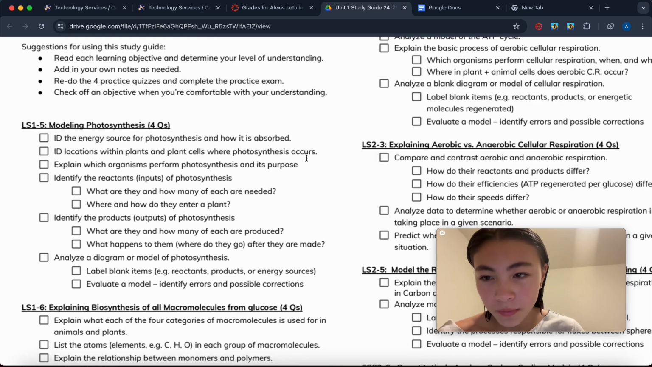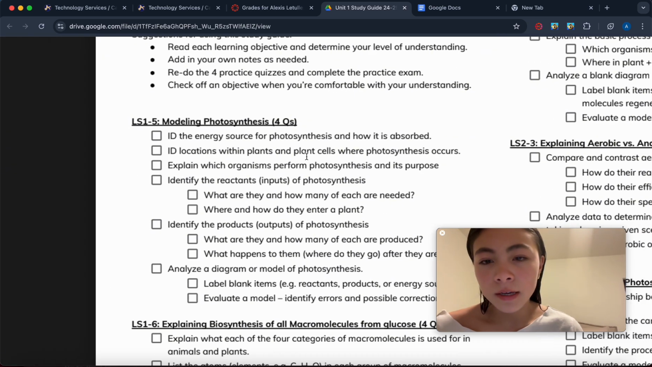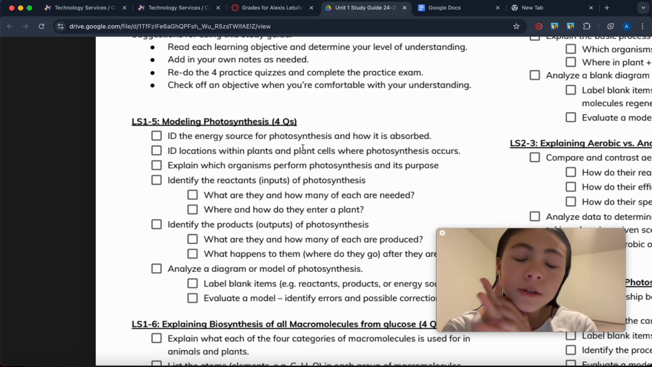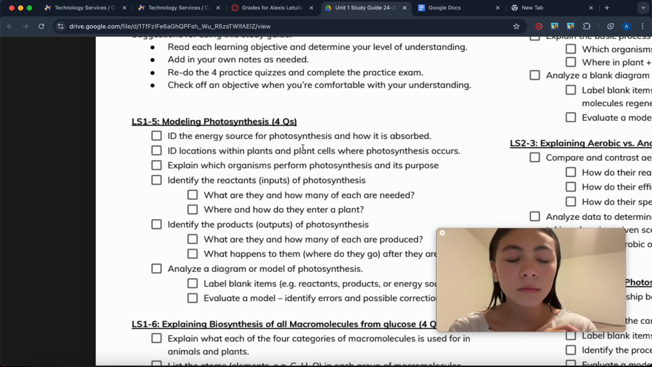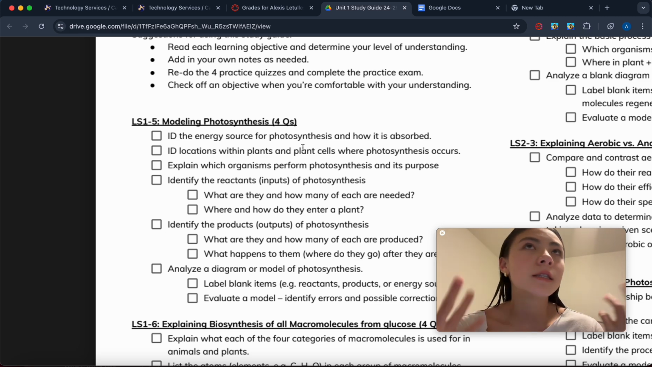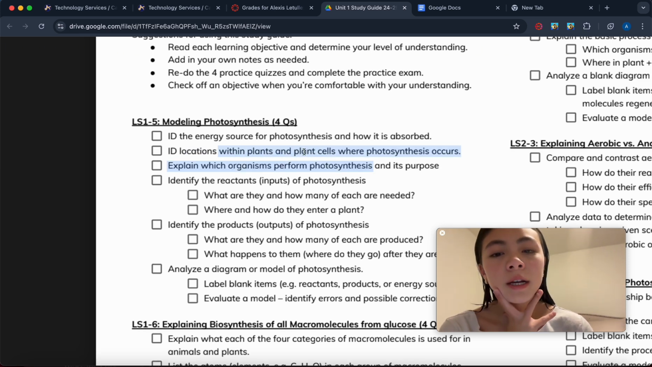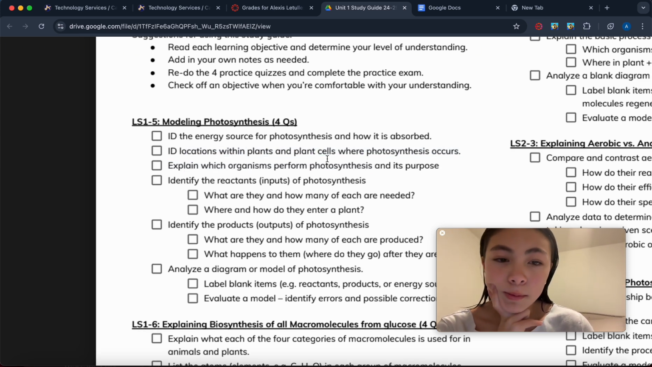Okay, so first of all, identify the energy source for photosynthesis and how it's absorbed. For photosynthesis, the energy source is sunlight. I think that's pretty obvious, and it's literally just absorbed through the leaves. That's literally it. Identify the locations within the plants, in plant cells, where photosynthesis occurs.